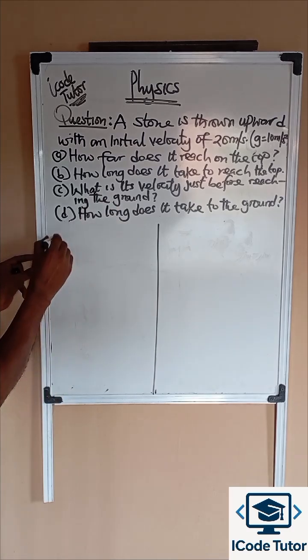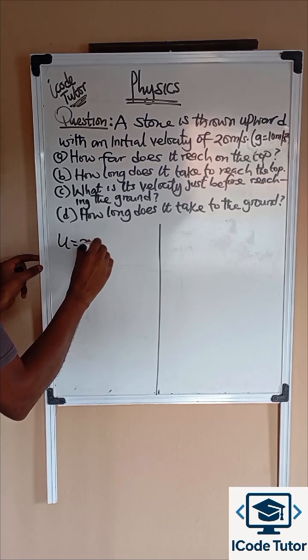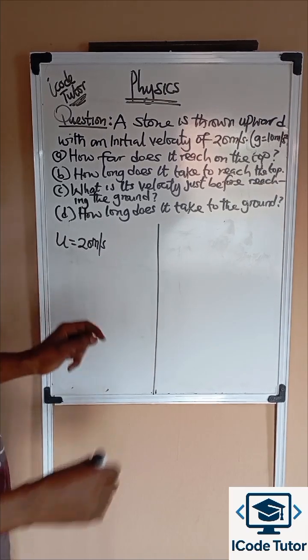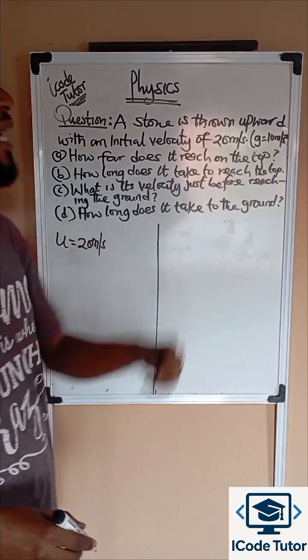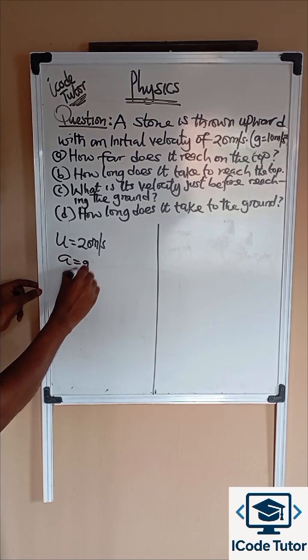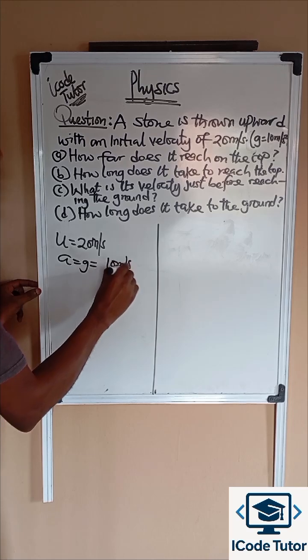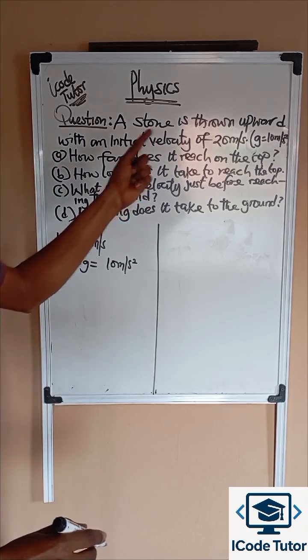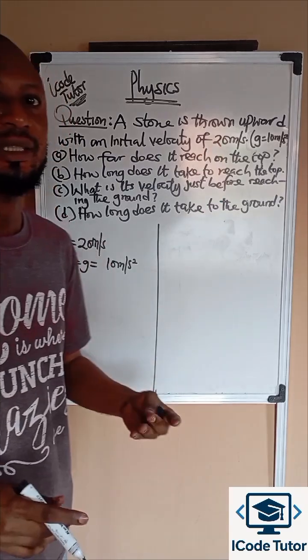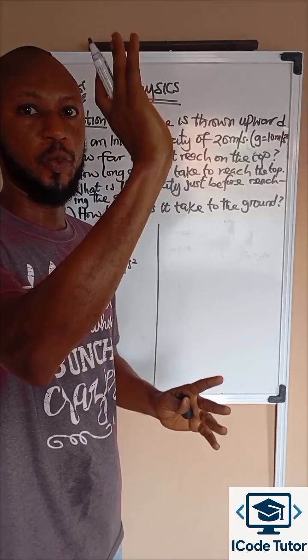Initial velocity, u equals 20 meters per second. Now, g equals 10 meters per second square. That means that a equals g equals 10 meters per second square. And don't forget, we are talking about acceleration due to gravity. That means that the stone is being thrown upward.